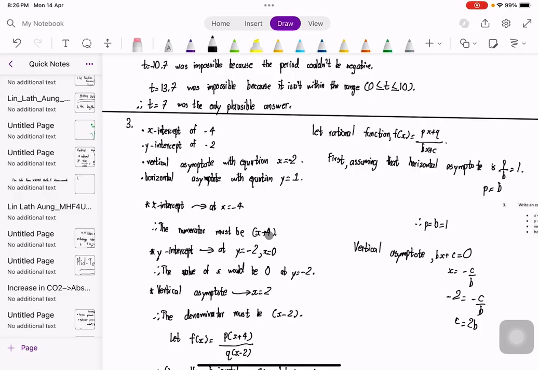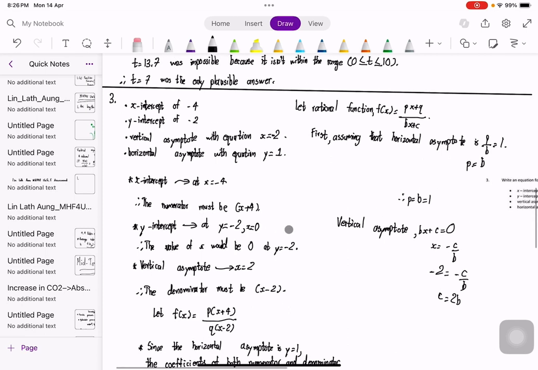So the numerator must be, of course, x plus 4. Basically what we do here is move minus 4 to the left-hand side of the equation, so we get the factor. Since this x-intercept gives the numerator, this type of equation would be a fraction. And then we do it as usual here. For the y-intercept, I forgot to say that when x is equal to minus 4, y would be 0.